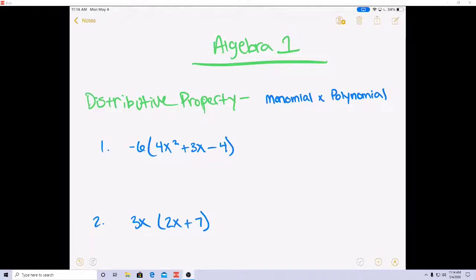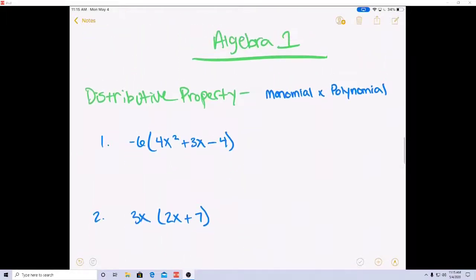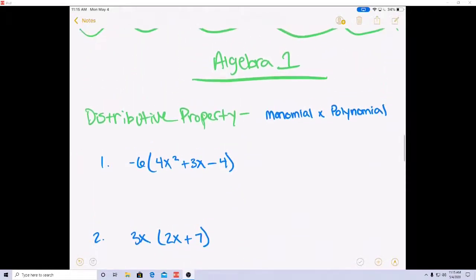I remember last time we talked about adding and subtracting these polynomials, and they had some names. Now we're going to talk about multiplying them, and there's two multiplications that we're going to focus on. We're going to focus on one called the distributive property.